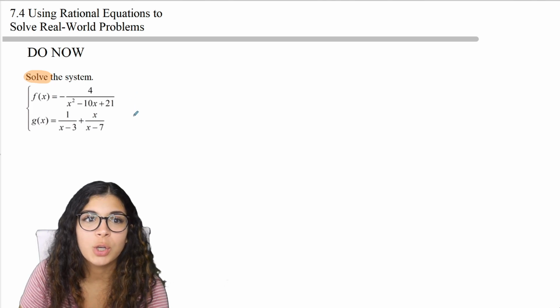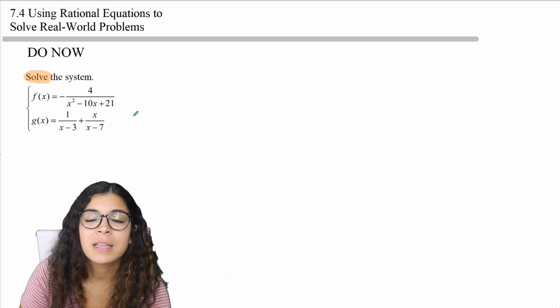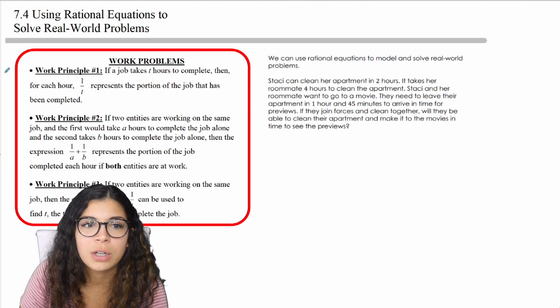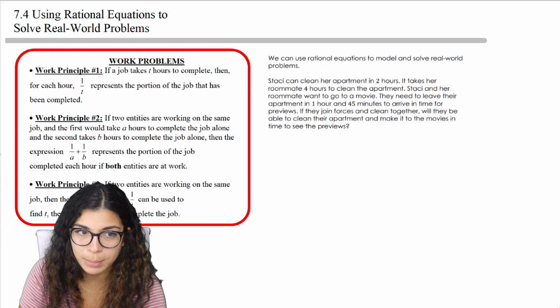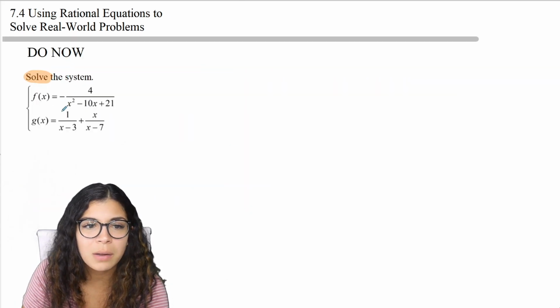We're covering using rational equations to solve real-world problems, and specifically this time we're going to look at work problems, okay? Now before we do that, let's just do this warm-up question. So it says solve the system.